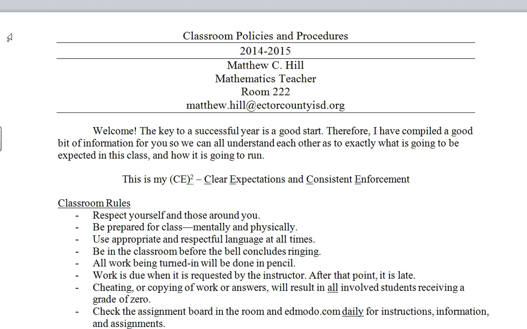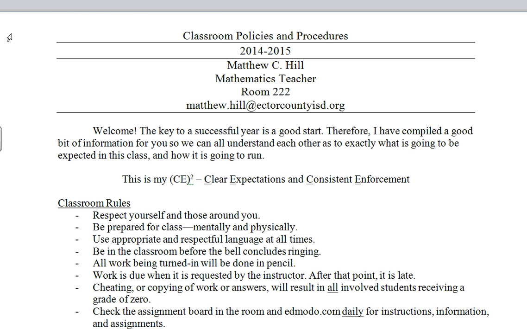This is what I call my CE squared. Being a math nerd, I have to put it in math terms: CE squared. Clear expectations and consistent enforcement. I am not the kind of person that is going to pop up with new rules from time to time, go "surprise, you just broke a rule, so now you're in trouble." I'm going to lay it out for you in black and white and explain it in great detail and expect you to follow it from that point forward.